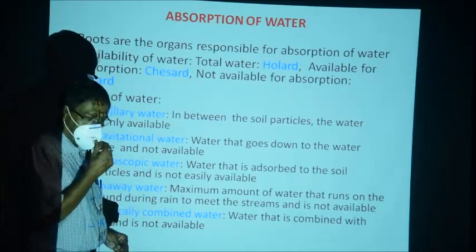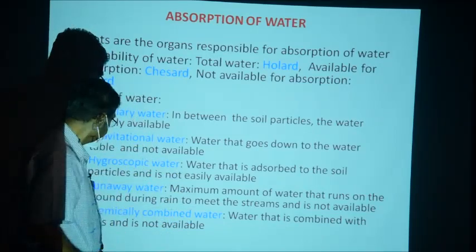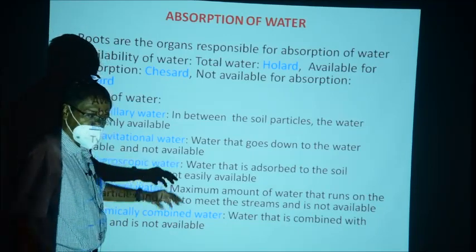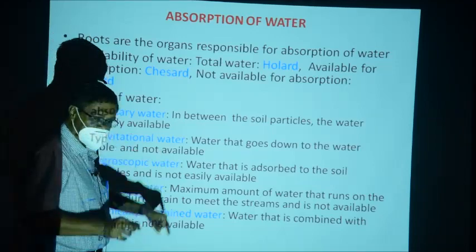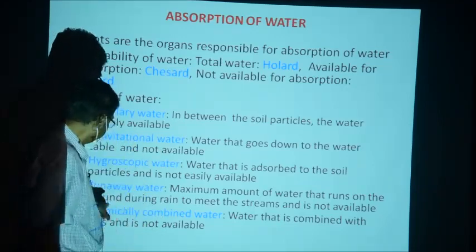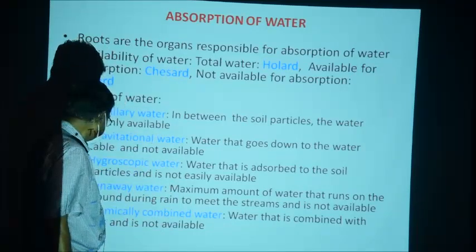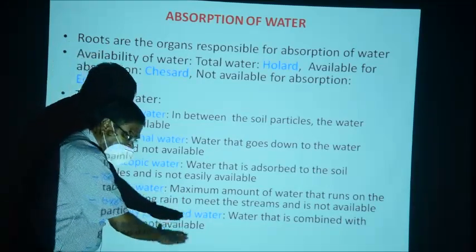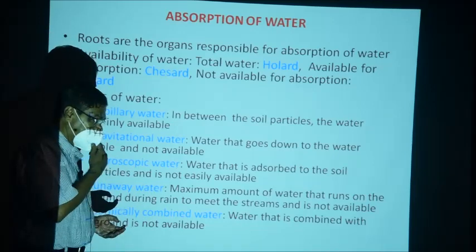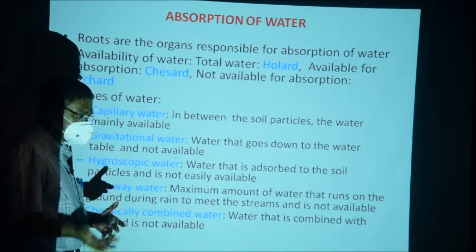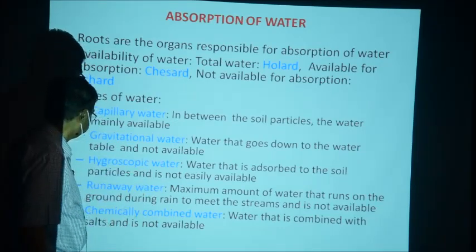Second is gravitational water that goes down into the soil because of gravity. Hygroscopic water is the water that is attached to the soil particles. Capillary water is in between the soil particles. Runaway water is the water that flows on the surface, and chemically combined water is, for example, magnesium sulfate with water, copper sulfate with water; they are chemically combined water.